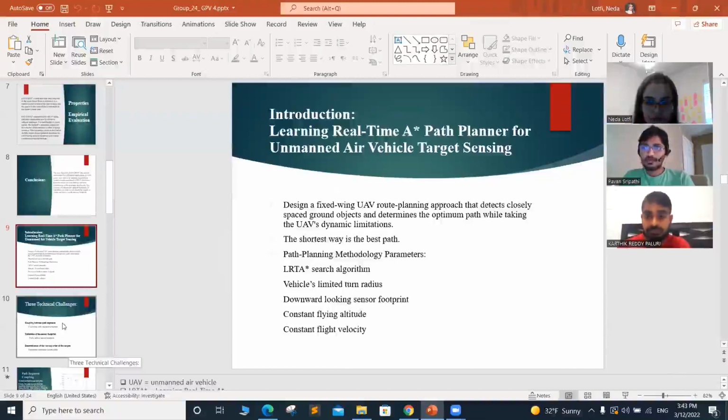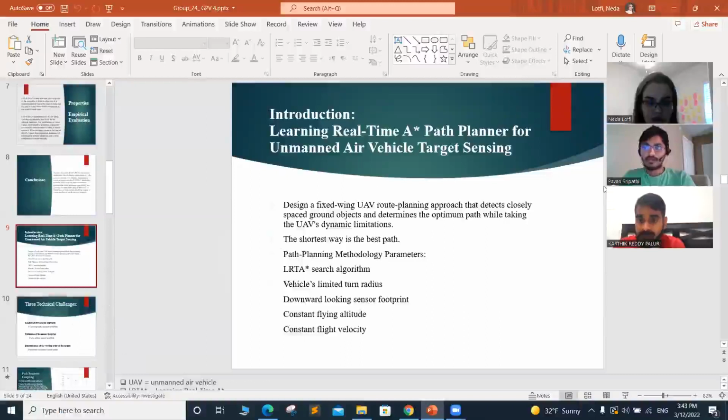So we have five methodologies related to path planning. One starts with the learning real-time A-star search algorithm, vehicle limited turn radius, downward looking center of footprint, constant flying altitude and constant flight velocity. When coming to the LRTA algorithm approaches, the parameters have a direct impact on the search running time and path length performance.